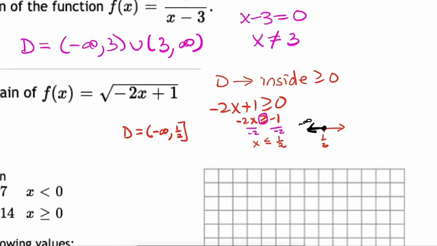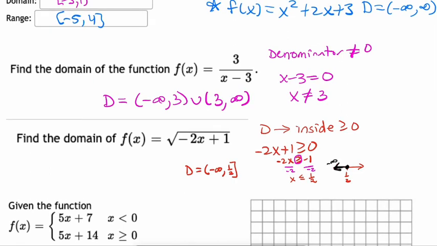So those are the 3 types of domains you want to remember for equation ones. If it's a polynomial, it's all real numbers. If it's a denominator, take the excluded value out. If it is a square root, just set the inside greater than or equal to 0. Have any questions about the domain if we're given a function?